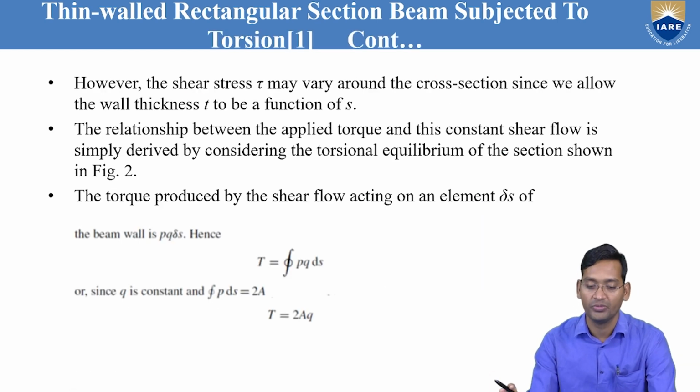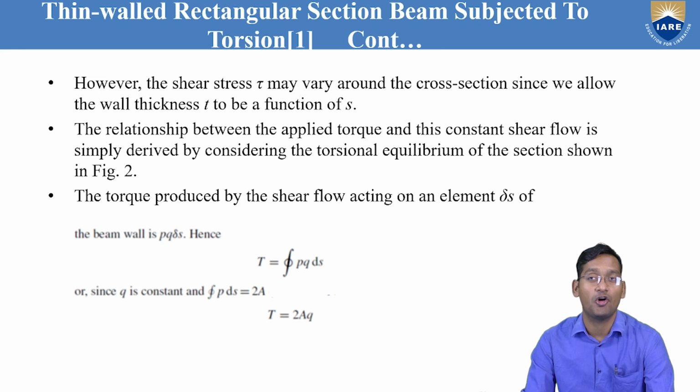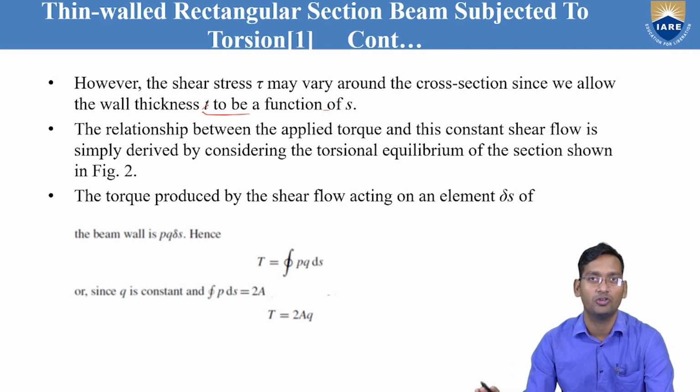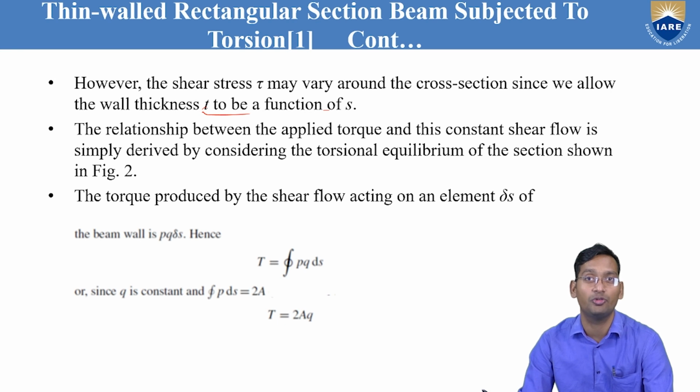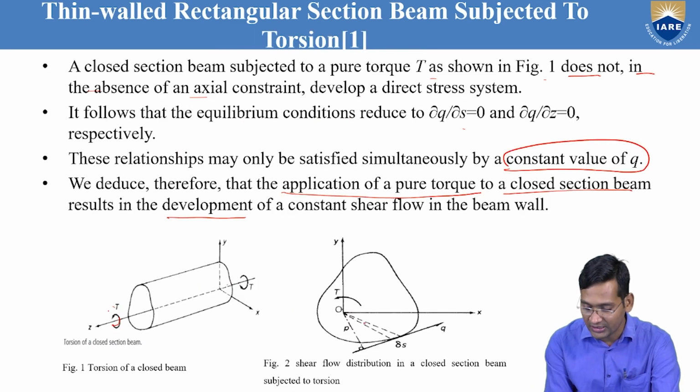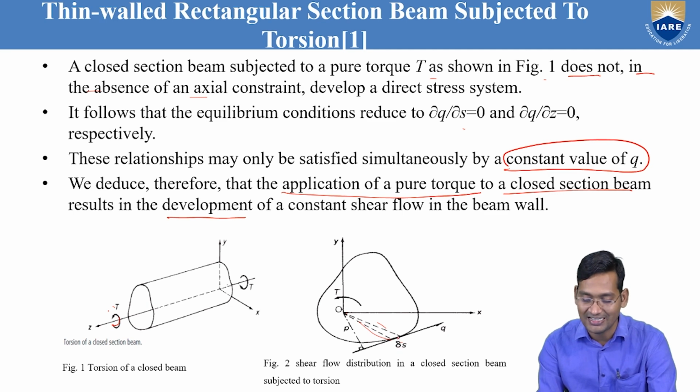However, the shear stress tau may vary around the cross section since we allow the wall thickness t to be a function of s, because the surface area changes according to t. The relationship between the applied torque and this constant shear flow is simply derived by considering the torsional equilibrium of the section shown in figure 2. Here we consider an elemental part, and only this delta s we need to find.